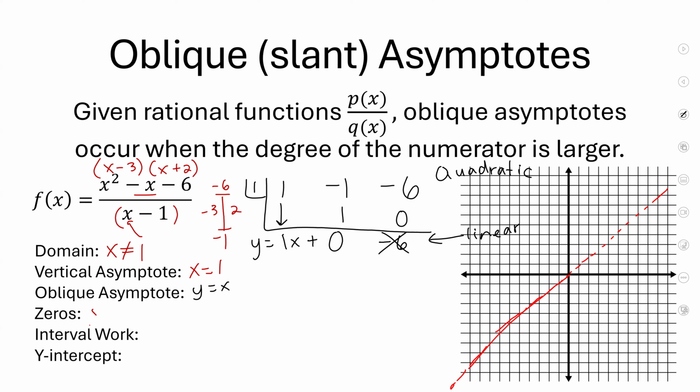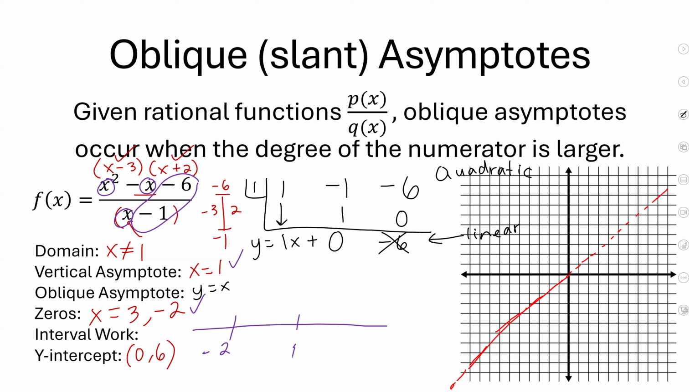What will my zeros be? 3 from this factor and -2 from the other factor. My y-intercept is (0, 6). We know this by plugging in zeros everywhere. We're just left with -6 divided by -1, which is 6. Okay, now let's do our interval work. When we do our interval work, you're just looking at the vertical asymptote and your zeros. So I have -2, 1, and 3. What did you guys get for the intervals?